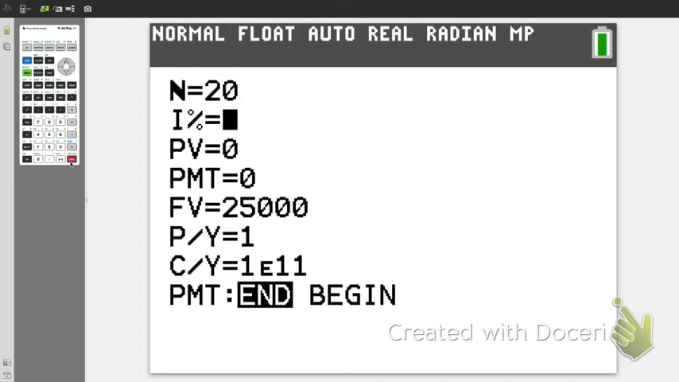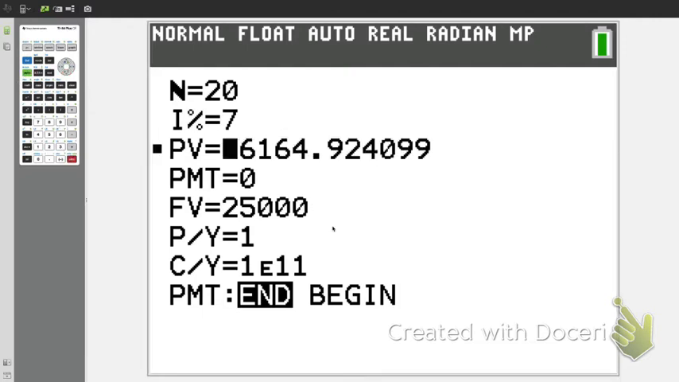If interest is compounded continuously, which means we do PY is 1 and CY is the really big number, at a rate of 7%, how much money should be paid into the fund initially? So again, we're solving for PV. So solving for our present value, alpha enter, we find out that we need to invest $6,164.92 in order to have $25,000 at the end of the 20 years.